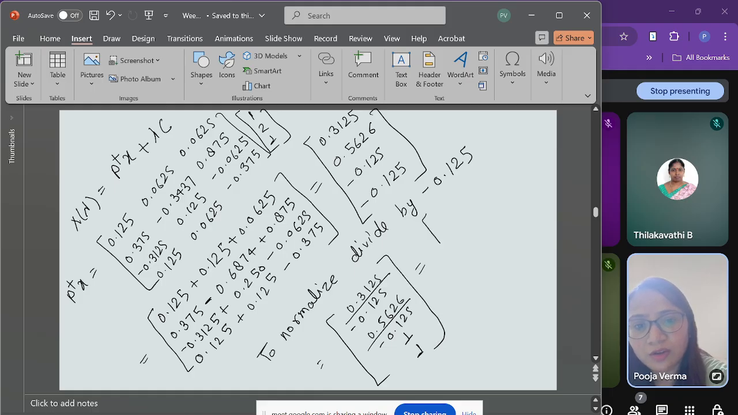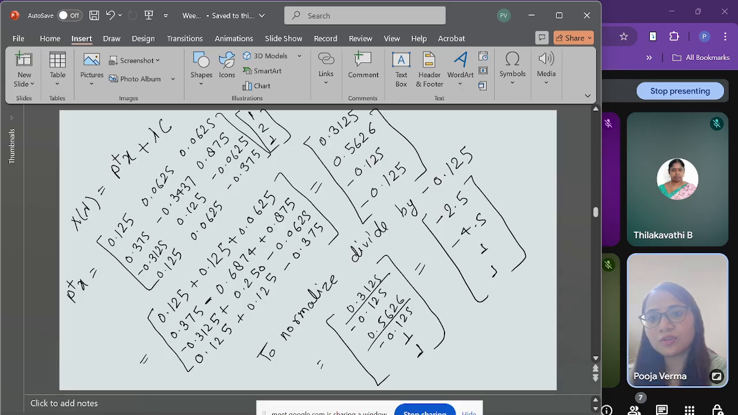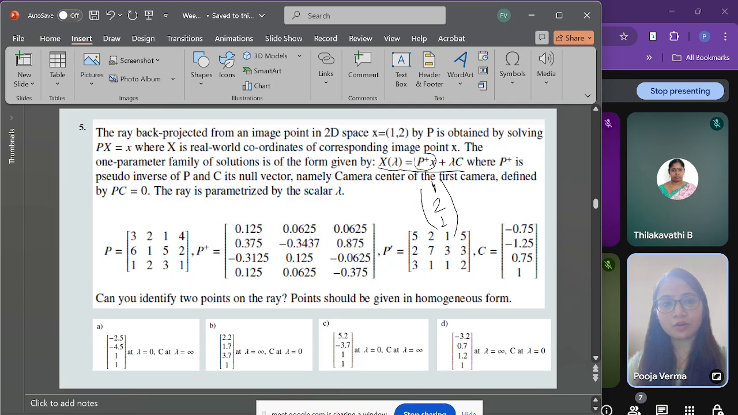So can you let me know what will be the values you will get here? Here if you just divide it, you will get minus 2.5. Here you will get minus 4.5, 1 and 1, right? So here pseudo of Px you have got plus lambda c. Now in the question they have asked for lambda equal to 0 and lambda equal to infinite. We have to check for that.